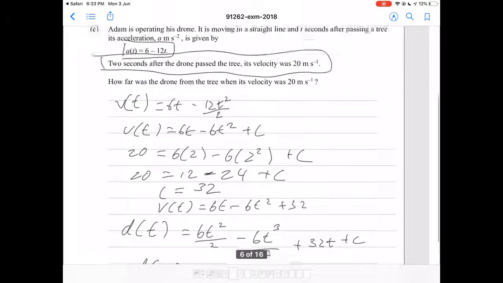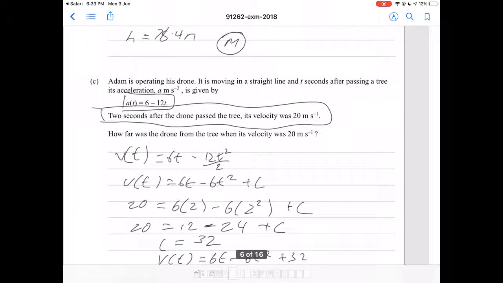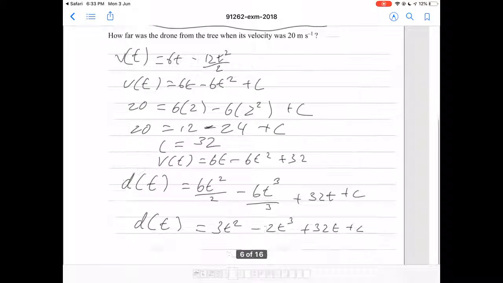But what the question tells you is that it is moving in a straight line, and t seconds after passing the tree, its acceleration is given, so the distance is recorded after it passes the tree. Therefore, when time equals 0, when no time has passed, the distance from the tree is 0, because the drone starts from the tree. When the drone hasn't started, it's at the tree, so the distance from the tree is 0.